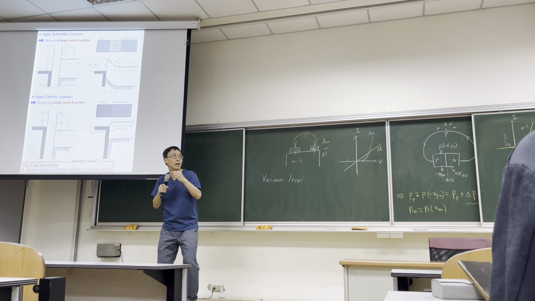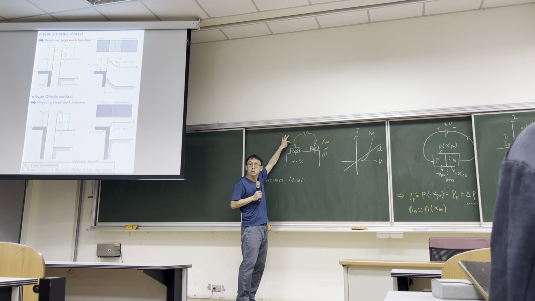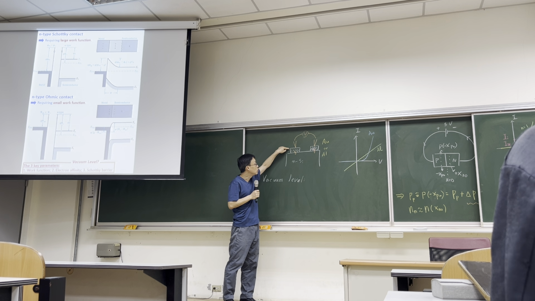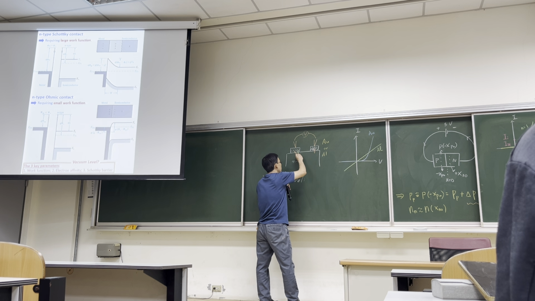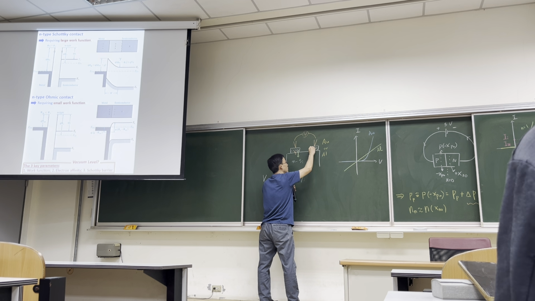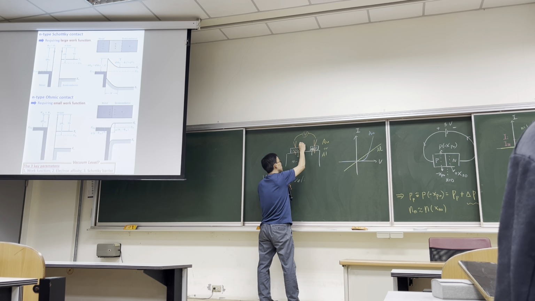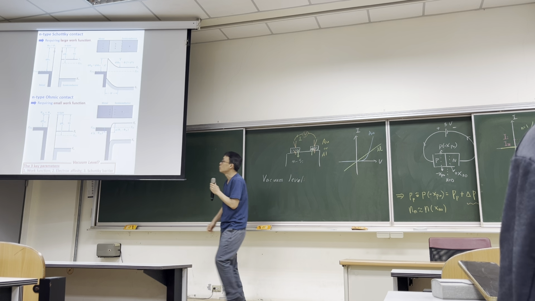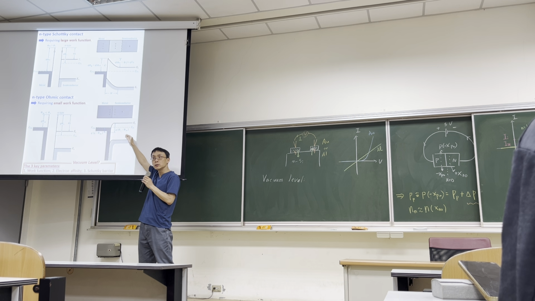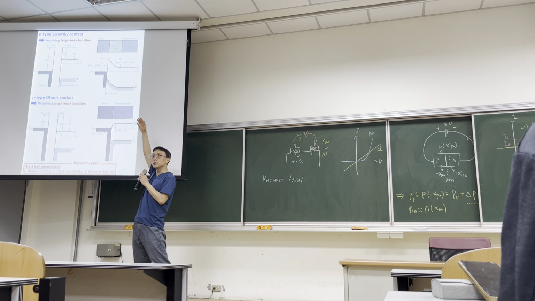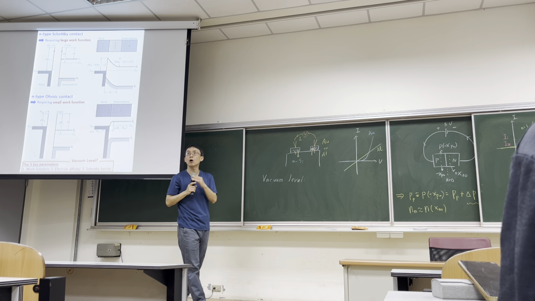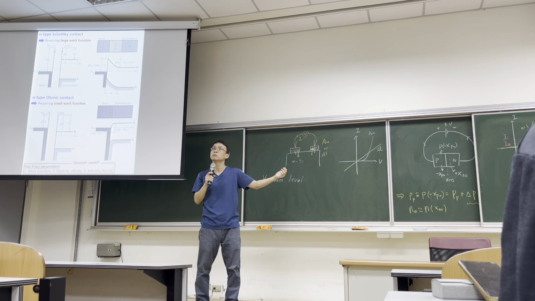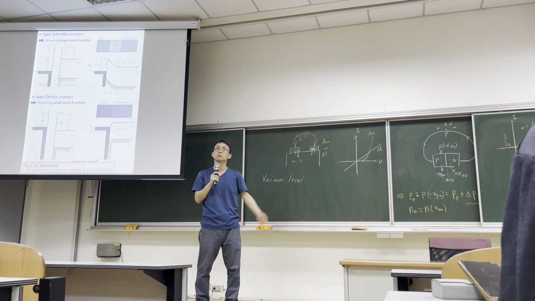If you are injecting currents from the metal to the semiconductor, will you have a large current here or a large current there? Which one will give you larger currents? I hope you can make the right choice.